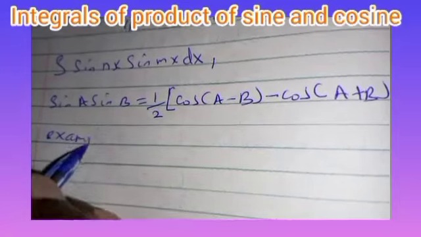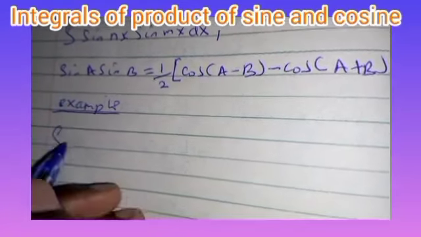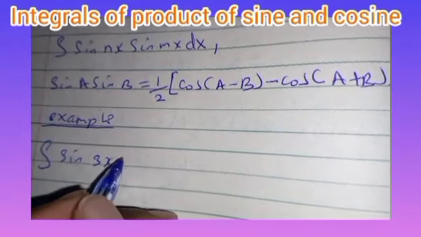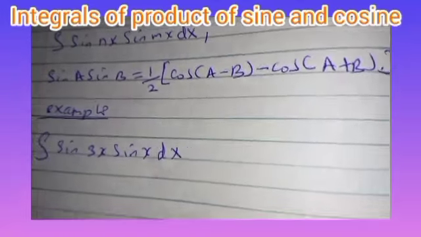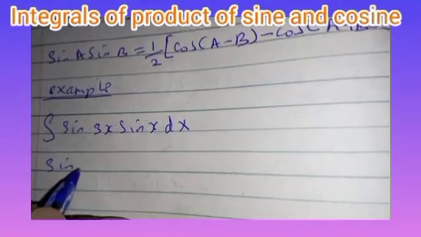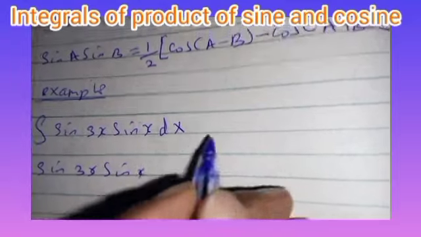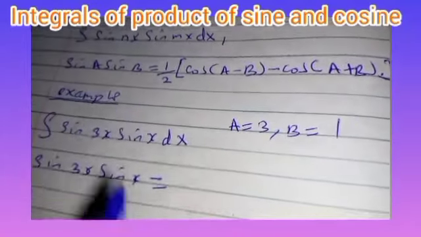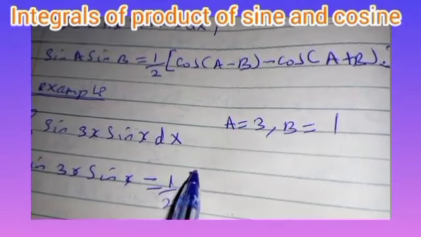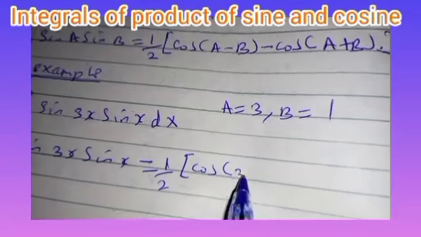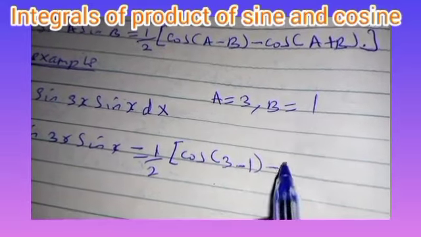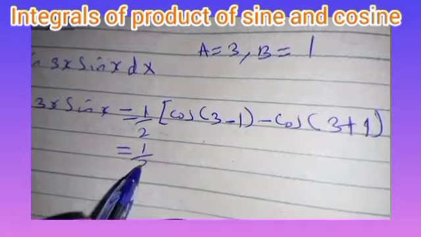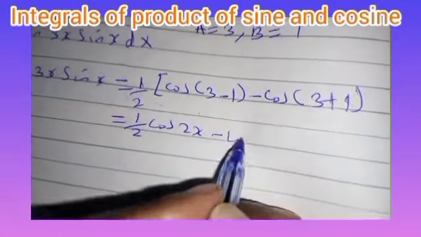So yeah, I'm going to make use of this identity. Example. Let's say you have integral of sine of 3x multiplied by sine of x dx. So first of all, we simplify sine of 3x sine of x. Here our a is 3 and our b is 1. So we make use of this identity here. We will have half into bracket cos of our a is 3 minus 1 minus cos of 3 plus 1. This will give you half cos of 2x minus cos of 4x.